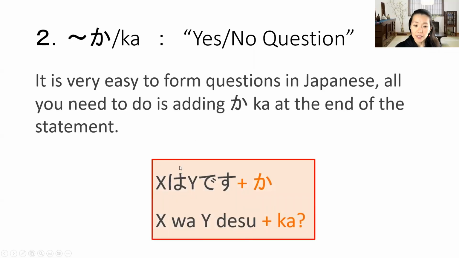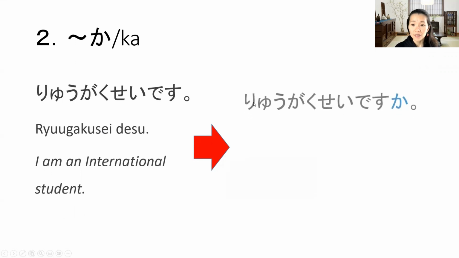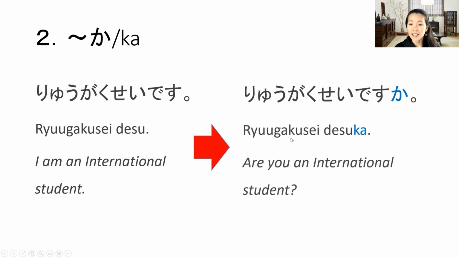So this is the Japanese letter ha, but the pronunciation is wa. X は Y です。Then you add ka. So that becomes a question. So for example, 留学生です。It's 留学生, which means international student. Then you add ka at the end. So that would be 留学生ですか?